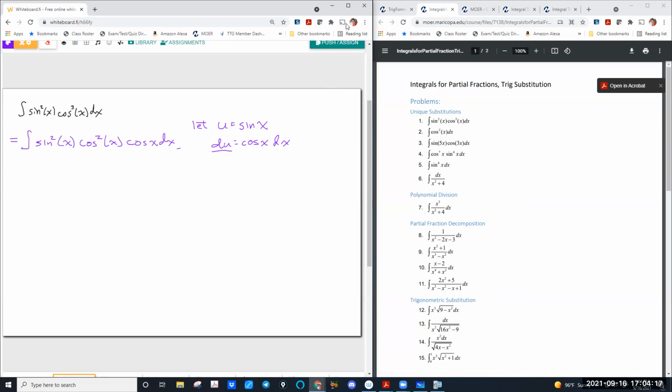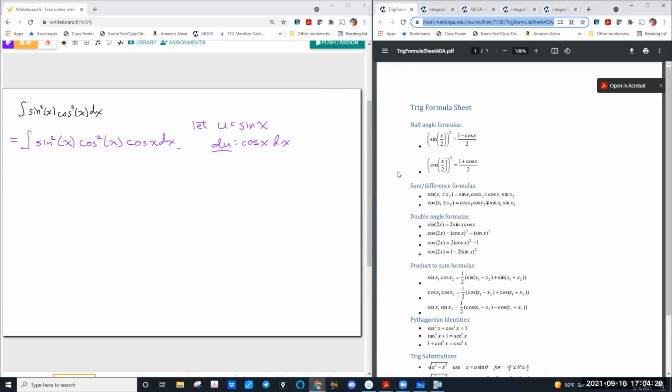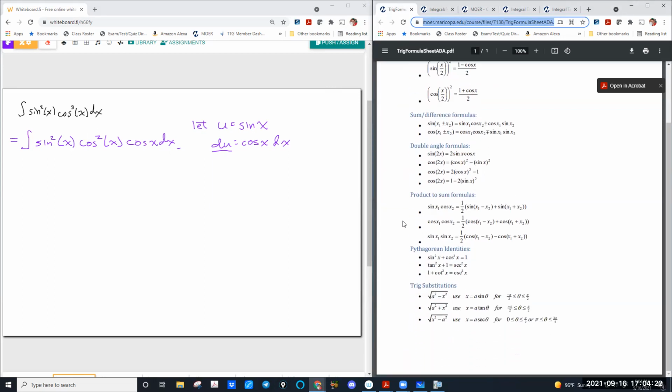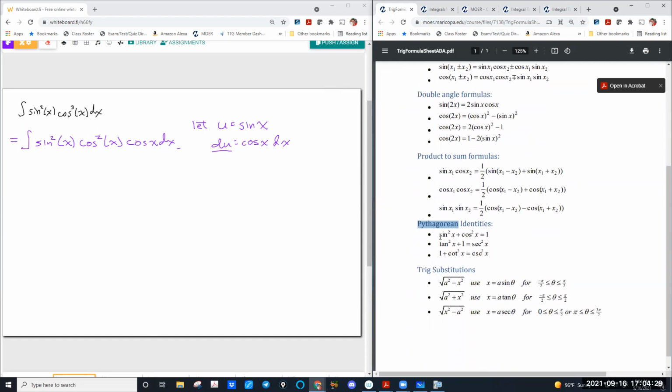So this is where we go over to our trig sheet. This is one that you probably already remember, but check out our Pythagorean identities. They give a relationship between sine squared and cosine squared. If I take this and solve it for cosine squared, from our Pythagorean identity, we know that cosine squared x equals 1 minus sine squared x.